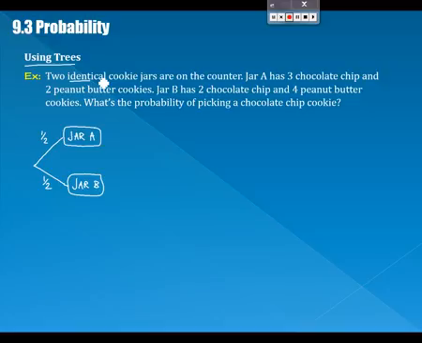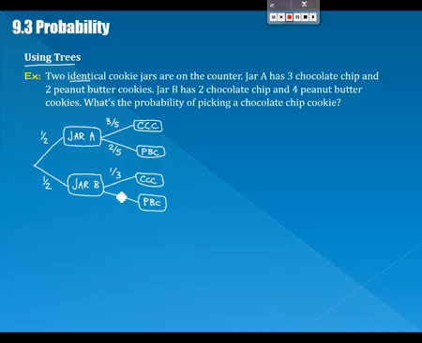Now I want you to tell me, once we're inside these jars, you're inside jar A now. What's the probability you get a chocolate chip cookie, given that you're in jar A? Or what about a peanut butter cookie? What'd you say for those? First one is 3/5, and the second one is 2/5. Okay, and then do the same thing for jar B. Yeah, 1/3, 2/3. Is that what it is?